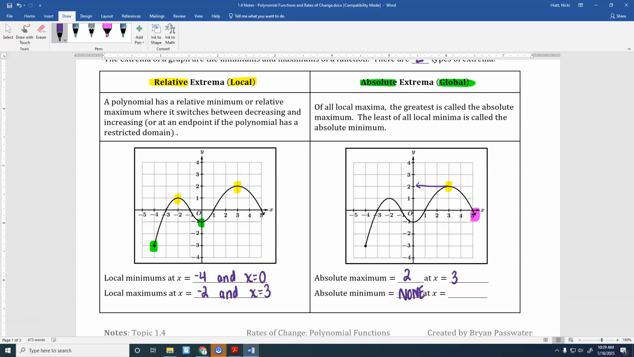So the endpoint doesn't matter for absolute, it's just local? The endpoint would matter if we didn't have the arrow over here on the end. If this was a dot right here and it ended, then you guys would be exactly right. The minimum would be -3, the x-coordinate would be -4. If that ended, you would put the lowest point on the graph. But because we have that arrow, this point at -4 is not actually the lowest point. Does that make sense?